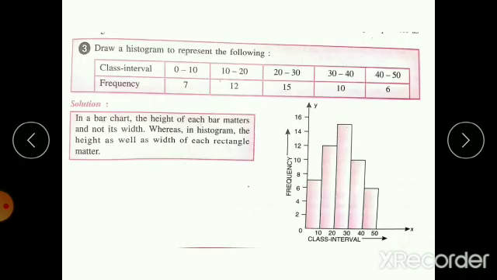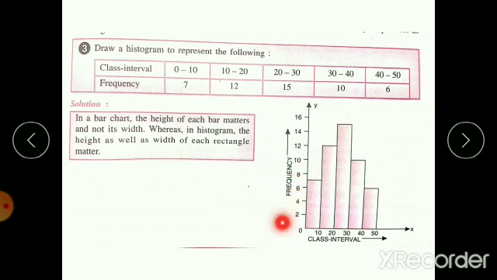Let's see an example. Draw a histogram to represent the following. The class interval is given and the frequency is given. You will take the class interval on the x-axis and the frequency on the y-axis. It starts from 0 to 10, 10 to 20, 20 to 30, 30 to 40, 40 to 50. It is an exclusive class interval, right? So on the x-axis you take 10, 20, 30, 40 and 50. The frequencies are 7, 12, 15, 10 and 6.